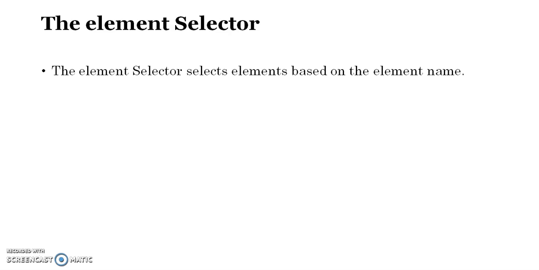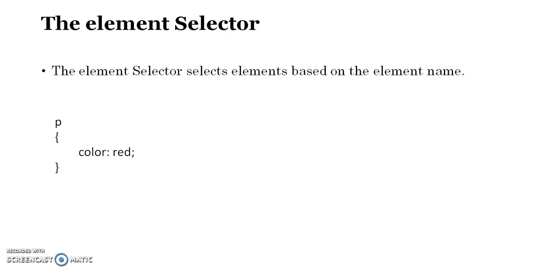Now the element selector selects any HTML element based on the element name. Now suppose, assume this code. This code will select all the paragraphs on your web page. Suppose you have 2 or 3 or 10, 12 paragraphs on your web page. Now if you use the P as the selector, that means it is the element name, that means it is the paragraph. So this code will change the text color of every paragraph on your web page to red.